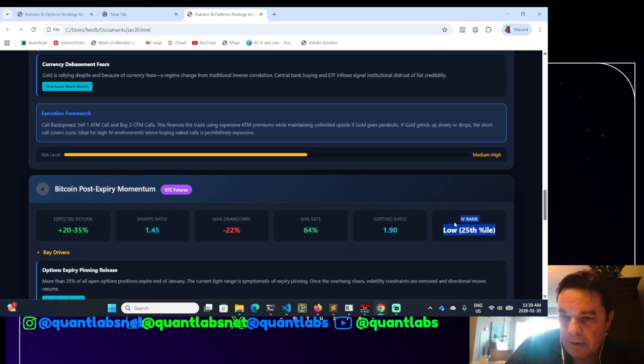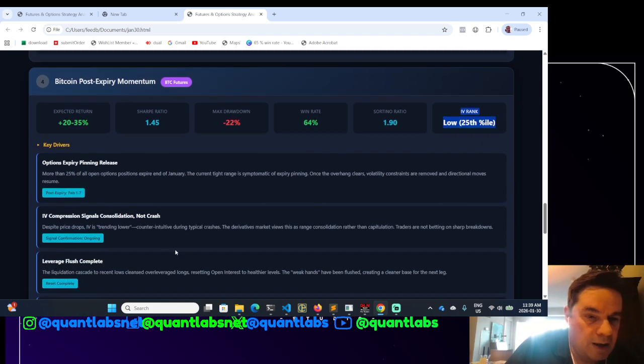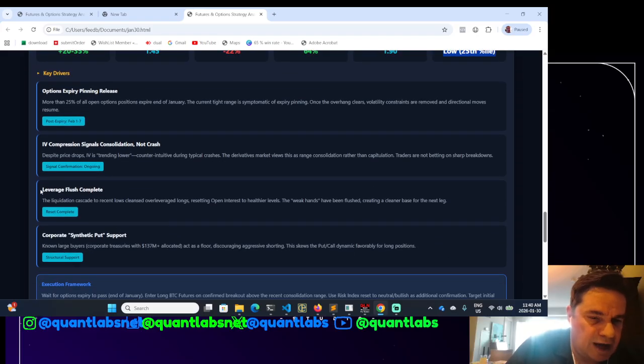So here, IV rank is in the lower 25 percentile. So here's the logic: options expiry, pinning release, implied volatility compression signals consolidation, not crash. We also have here a leverage flush complete.